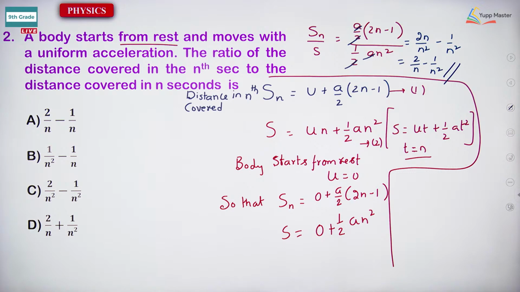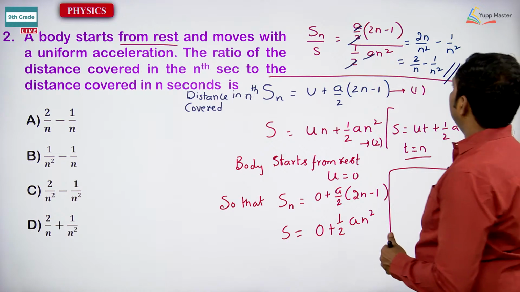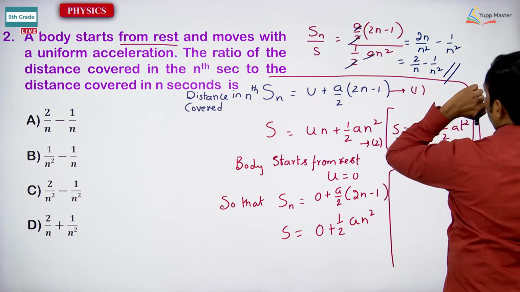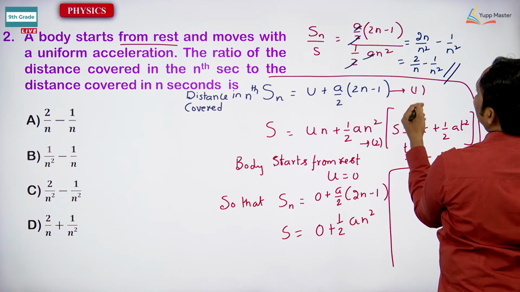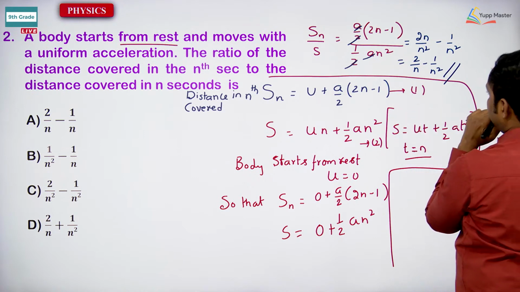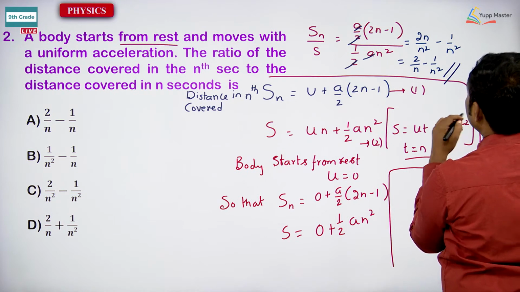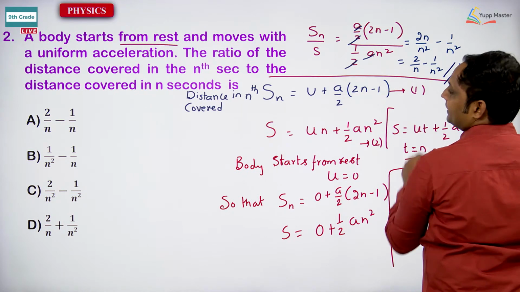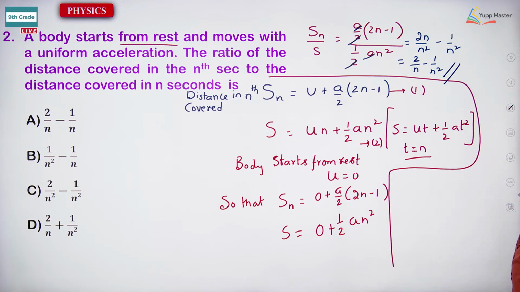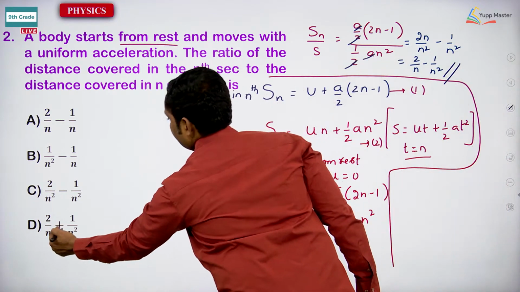Two by n, you can take that. Just you have to look into that matter. We are going to take that 2 by n, and it's going to be 1 by n square. Okay, 2 by n minus 1 by n square. It's very clear. So this is going to be the correct one.